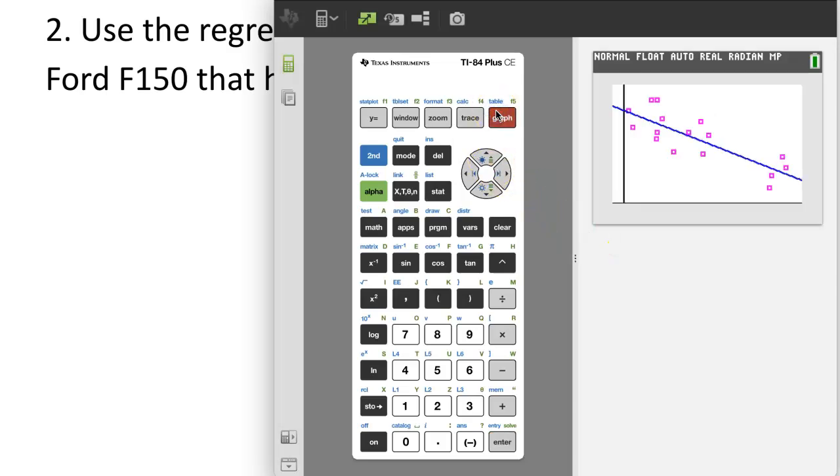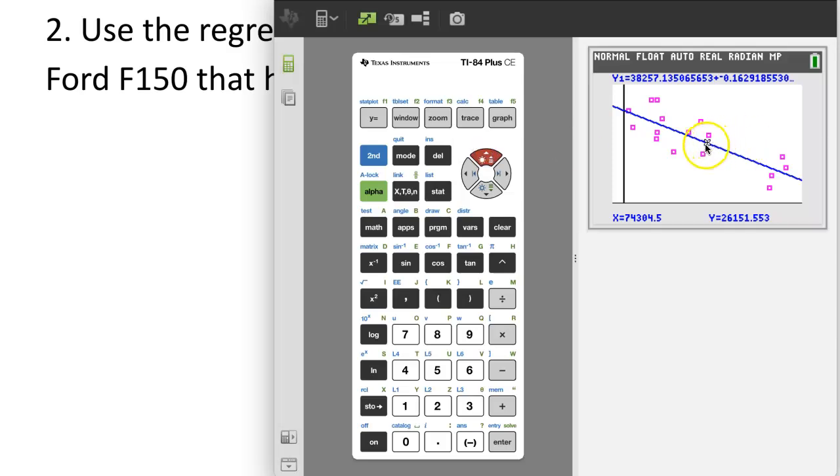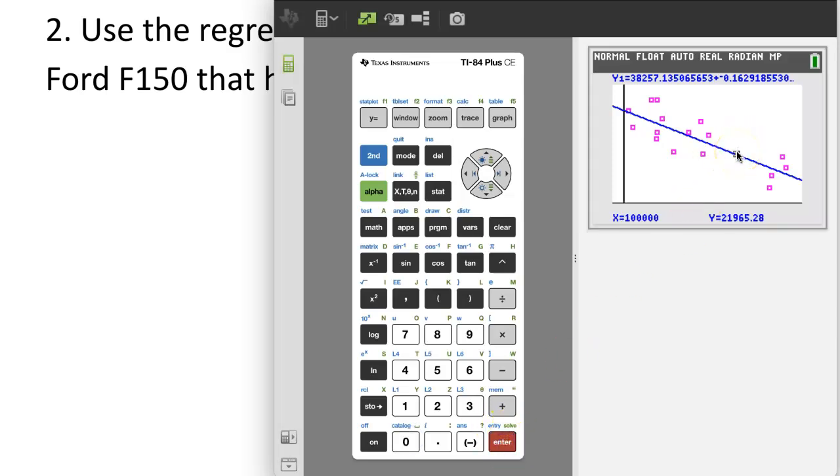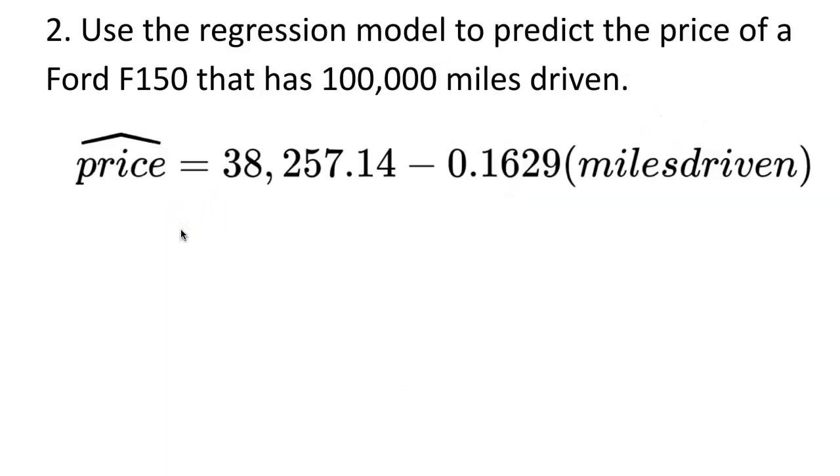Easy way to do that is if I hit the Trace feature and I arrow up so that my cursor is on the best fit line, I can type 100,000 down here, hit enter, and notice the prediction falls exactly on the best fit line, at $21,965.28.